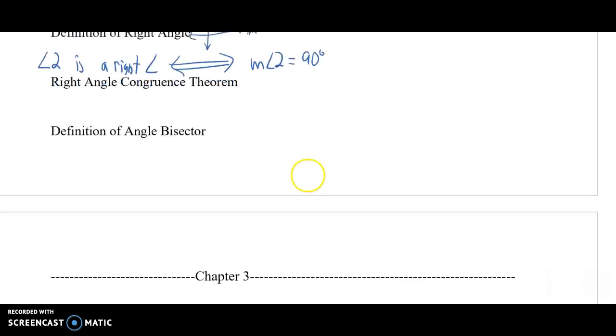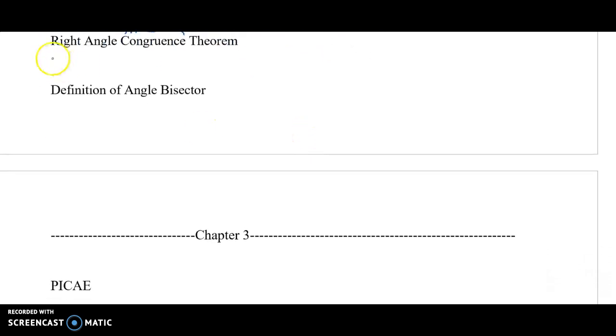Next one, the right angle congruence theorem. Angle 3 is a right angle, and if angle 4 is a right angle, that implies then that measure of 3 equals 90, measure of 4 equals 90. That would be the definition of a right angle. By a transitive, we could say the measure of angle 3 equals measure of angle 4, and then using the definition of congruent angles, we could say those angles are congruent to each other.